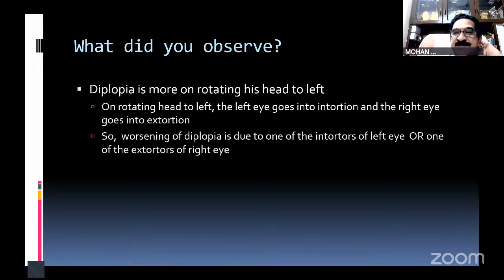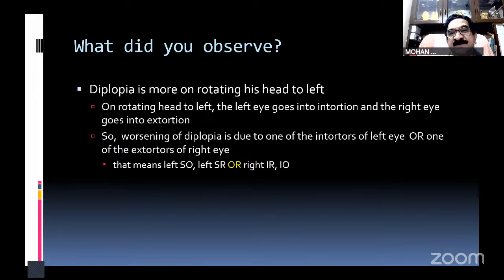So worsening of diplopia is due to one of the intorters of the left eye or one of the extorters of the right eye at fault. That much we can guess from here. Now you have to analyze further. That means it could be a left superior oblique or a left superior rectus, which are the intorters, or a right inferior rectus or right inferior oblique, which are the extorters. So this much is the problem from that.